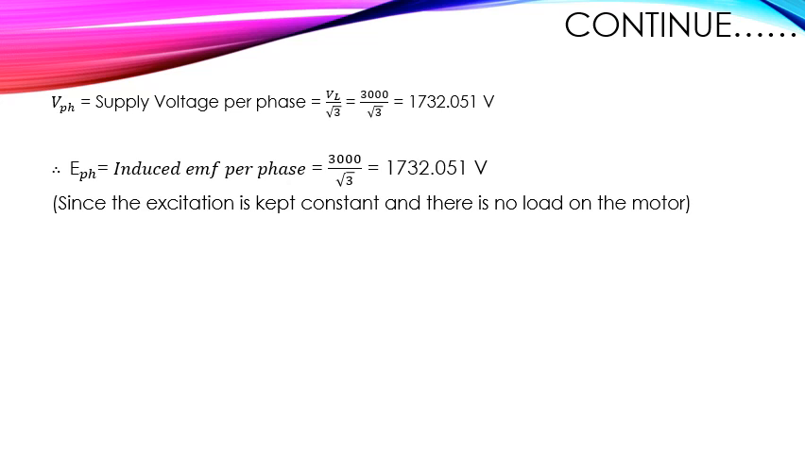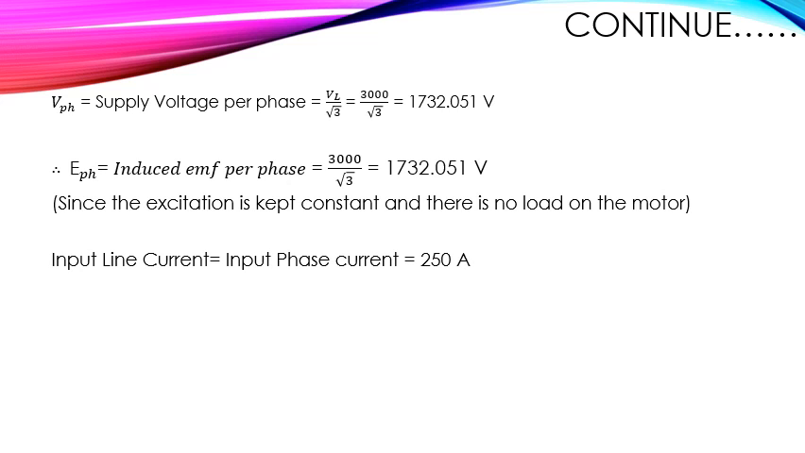Here the induced EMF per phase is calculated by taking the value of line voltage, that is equal to 3000 volt. Why? Because the excitation is kept constant and there is no load on the motor. That's why the induced EMF and the terminal voltage both are the same. That's why here again we have taken 3000 volt as the line induced EMF, and that's why the induced EMF per phase is equal to 3000 by root 3, and that is the same as the phase voltage.